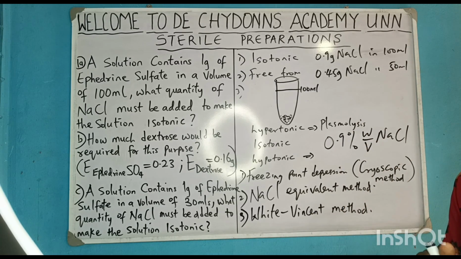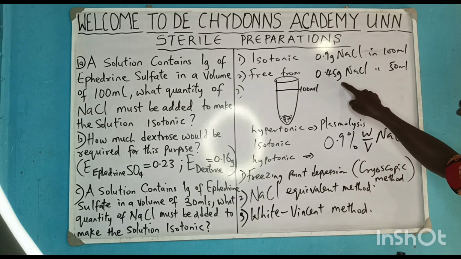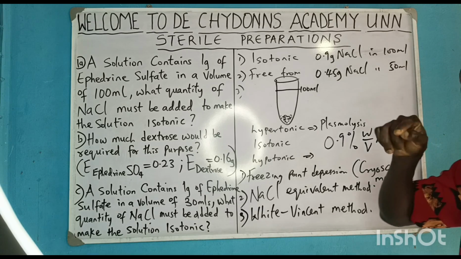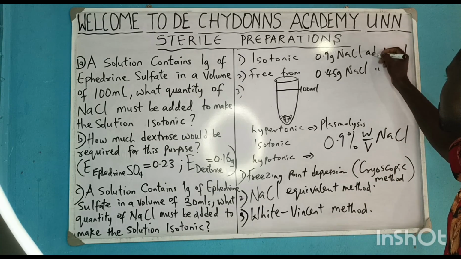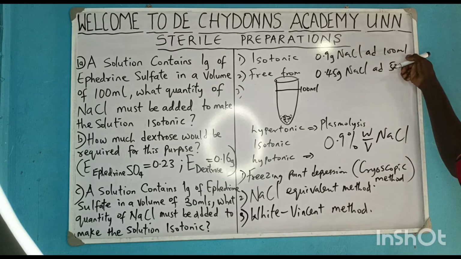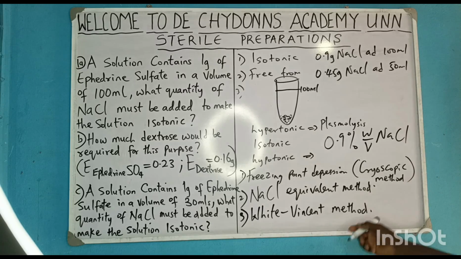Solution, so to speak. Then, if you are using 0.45 gram, you must make it to 50 mL. You must make it to what? 50 mL. In fact, let me use the pharmaceutical term: add up to 50 mL. Add up to 50 mL of water. Are you getting it?